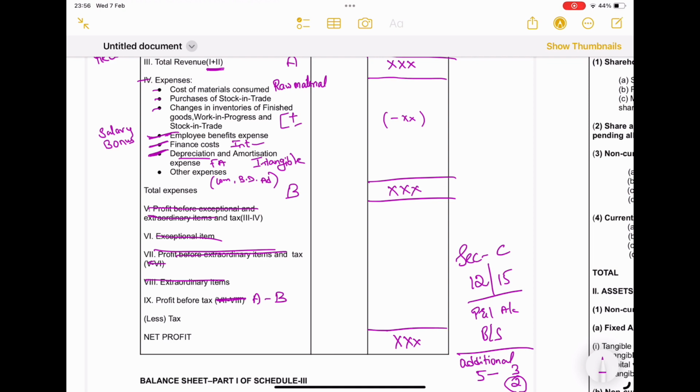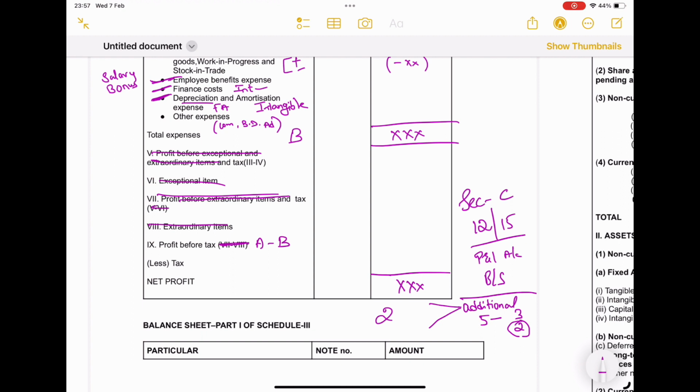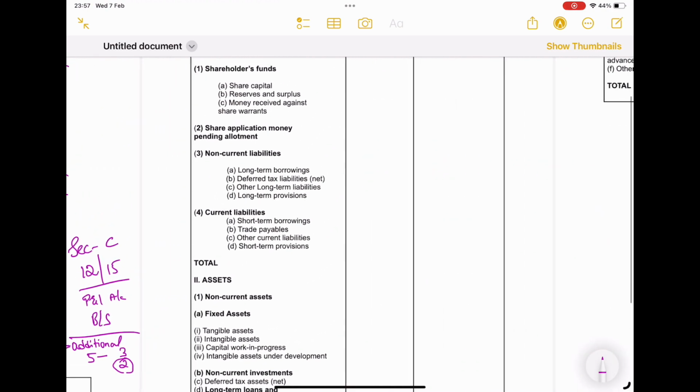Every time, remember that whatever information they have given in additional information will have a double entry. So 2 entries will be there, either in the income statement and also in the balance sheet. Like that, there will be 2 entries for additional information. Next, the balance sheet part. Quickly we'll see the balance sheet.